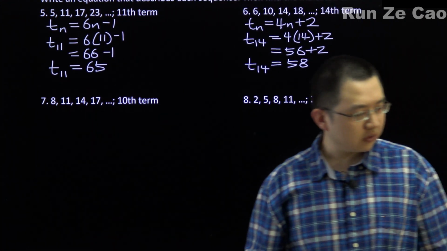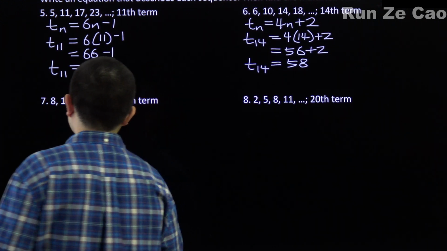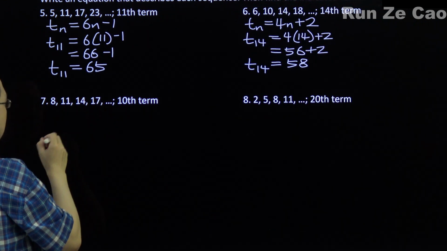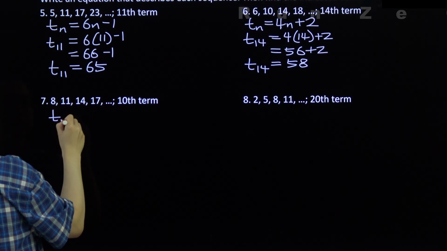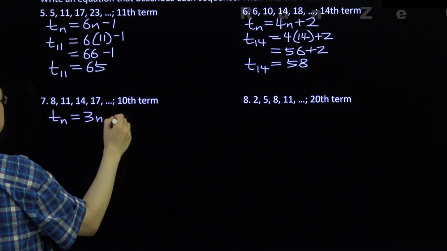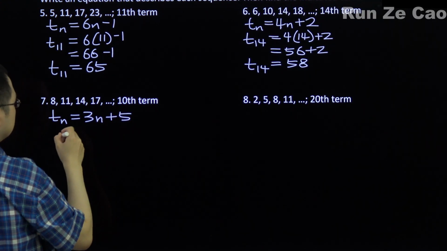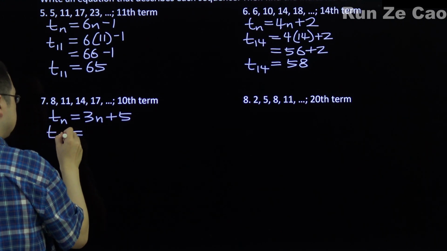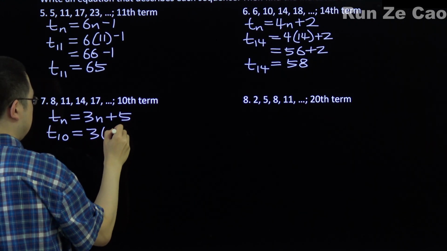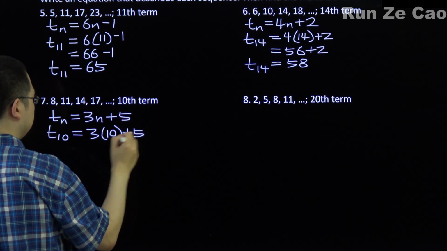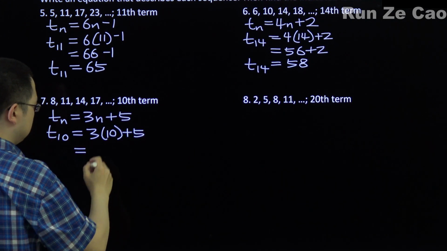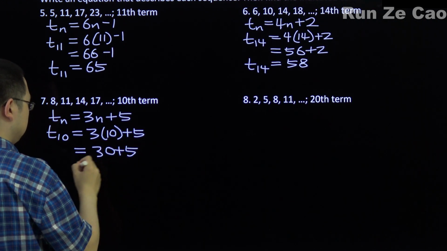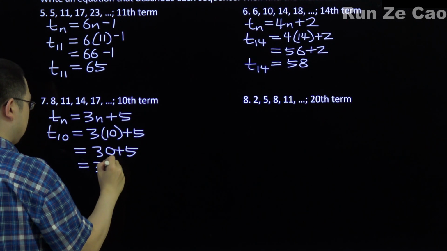8, 11, 14, 17, and so on to the 10th term. Well, you see that it's plus 3 each time. So that means term 10 is equal to 3 times 10 plus 5. So 30 plus 5 is equal to 35.